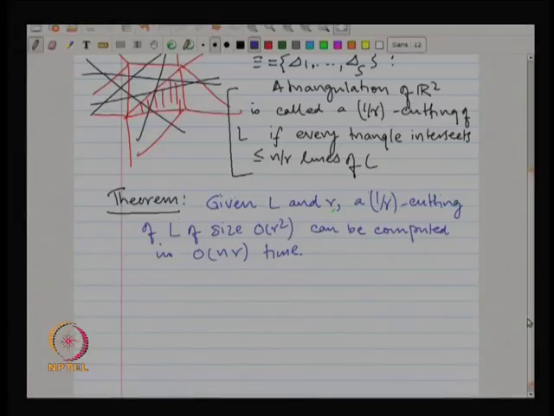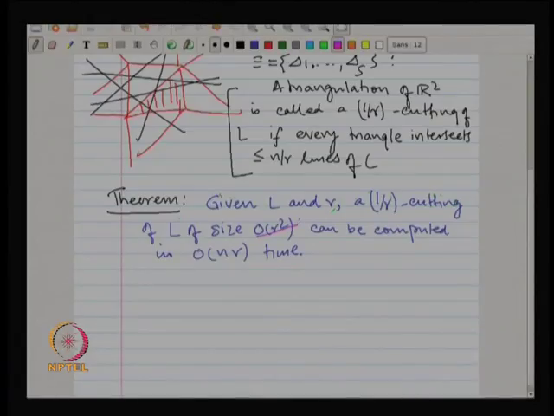Now, it is also true in high dimensions. In high dimensions, triangles become simplices, and instead of lines you have hyperplanes in d dimensions. And then what is known is the following: the size becomes r to the power d, and this becomes r to the d minus 1. So, you pay a factor of r for each dimension. That is what you should think about.